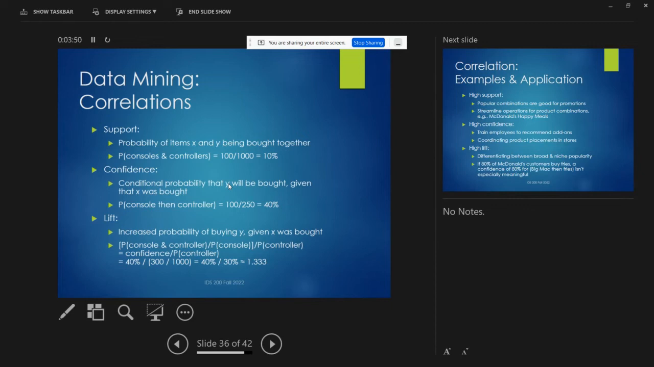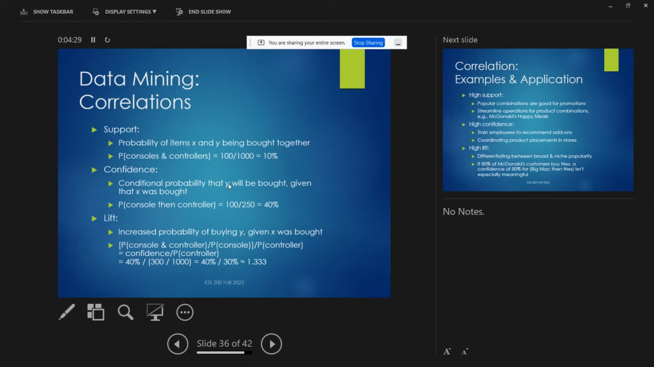And then the last one is lift. Lift is the increased probability of buying some product given that X was bought. So in this case, like we said, the probability that somebody buys a controller after buying a console is 40%, but the base probability of buying a controller is just 30%, right? So there's lift. Somebody is more likely to buy a controller if they bought a console at the same time. And so we can say, how much of a lift is there? Well, in this case, we do the math: 40% divided by 30% is 1.333, so about a 33% increase.